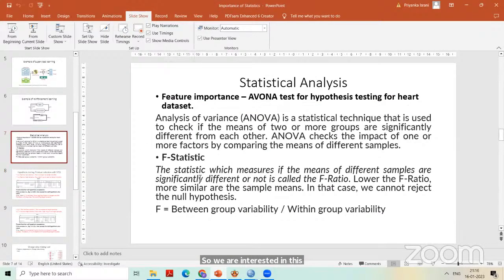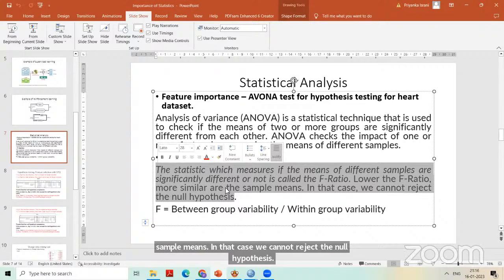So this F statistic is the statistic which measures whether the means of different samples are significantly different or not. It is called the F ratio. The F ratio will tell you whether the means of samples inside a single feature are different or not. The lower the F ratio, the more similar the sample means are. If the F ratio is low, then there is more similarity in the sample means, and in that case, we cannot reject the null hypothesis.